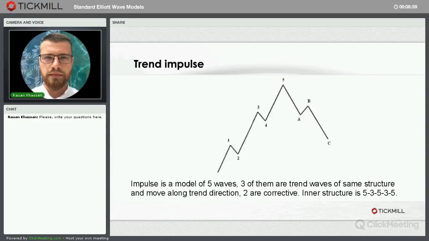Today we are starting with trend impulse, which is a basic model for trend moves. Impulse is a model of 5 waves. 3 of them are trend waves of the same structure as trending, so a 5-wave structure, and move along the trend direction. 2 of them are corrective. So the inner structure for such a model is 5-3-5-3-5.